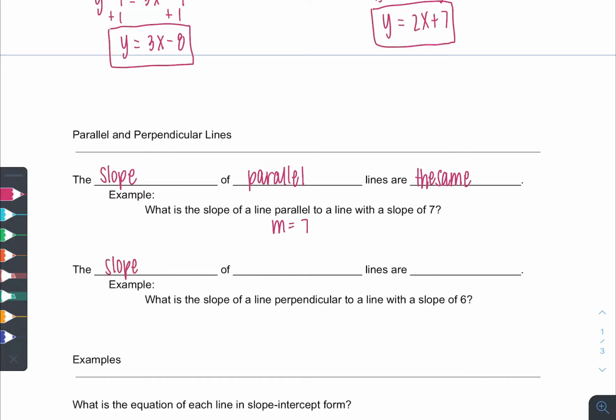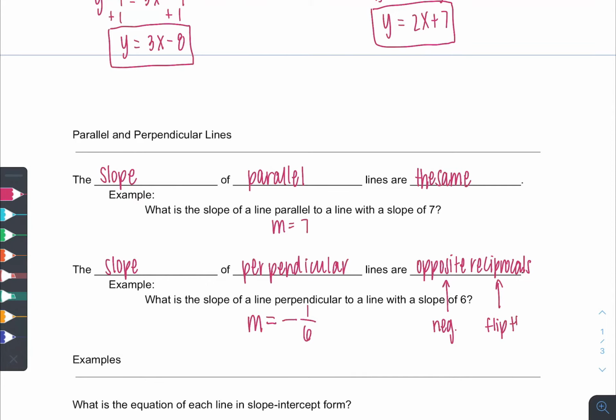The slopes of perpendicular lines are opposite reciprocals. That's an S, sorry. Okay, so if I have a slope of 6, an opposite reciprocal would be opposite and a flipped fraction. So opposite means negative, and reciprocal means flip the fraction.